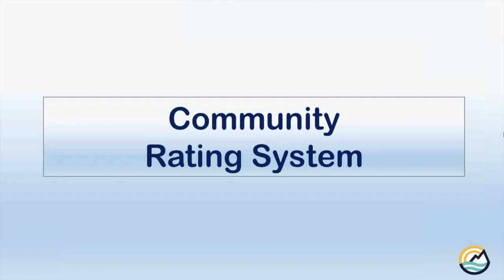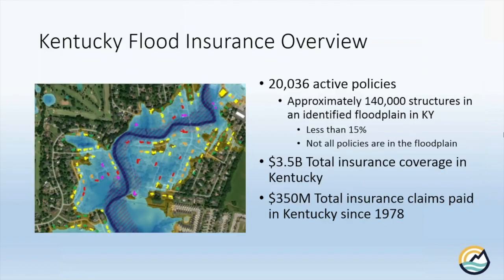So the community rating system. We talked about the stakeholders. Now we're going to talk about insurance as a whole. In Kentucky, we have just over 20,000 active flood insurance policies. That sounds like a lot until you realize there's more than 140,000 buildings in the identified floodplain in Kentucky. So that 20,000 policies only accounts for about 15% of the total flood risk that's out there.